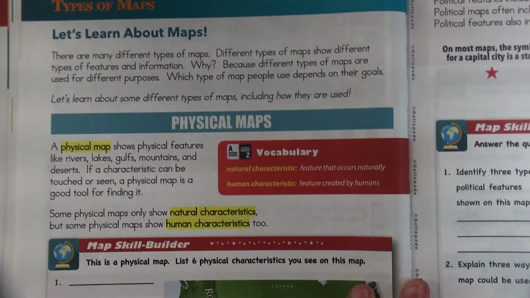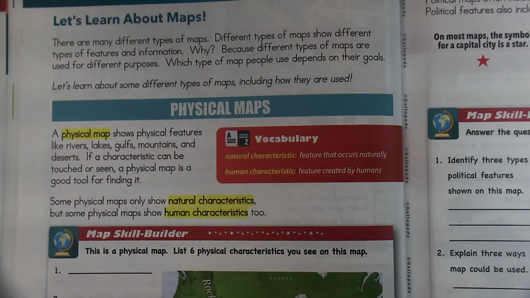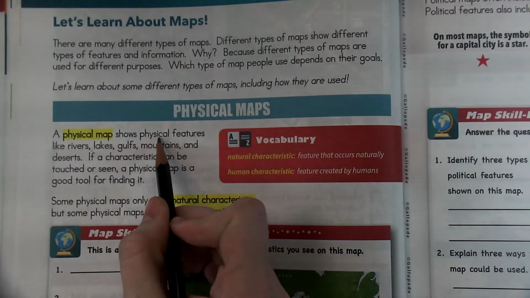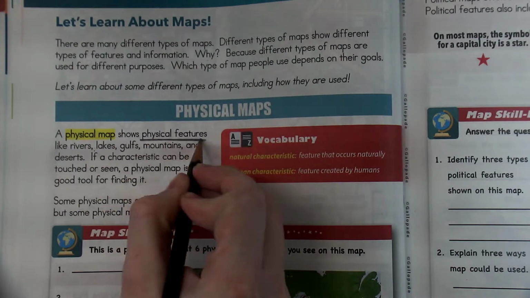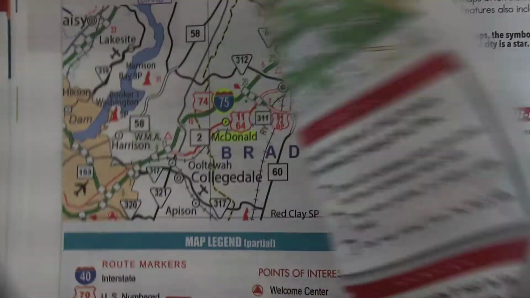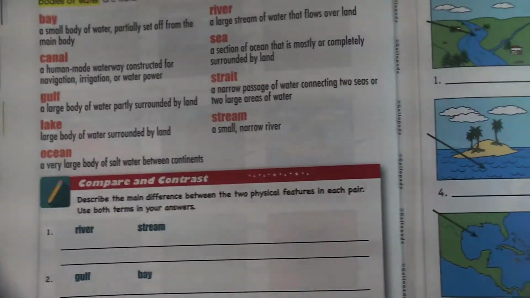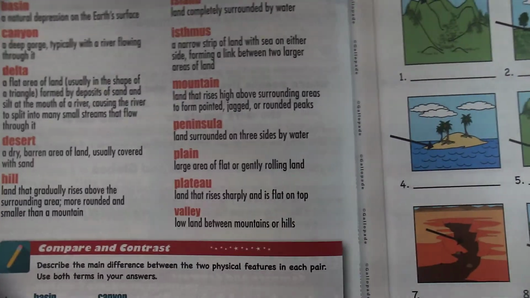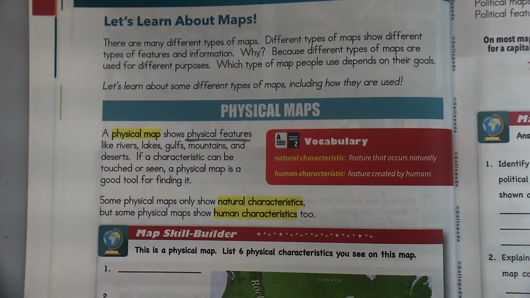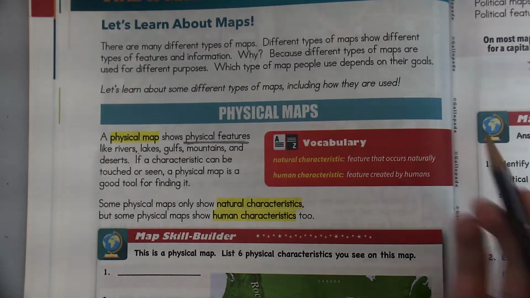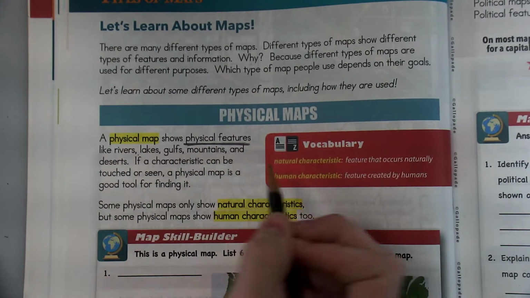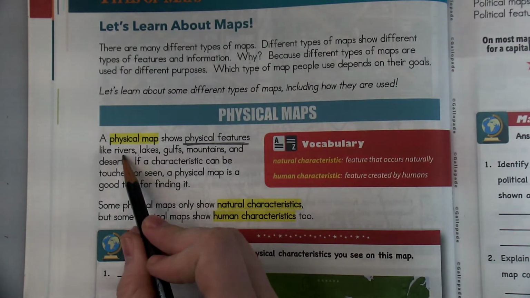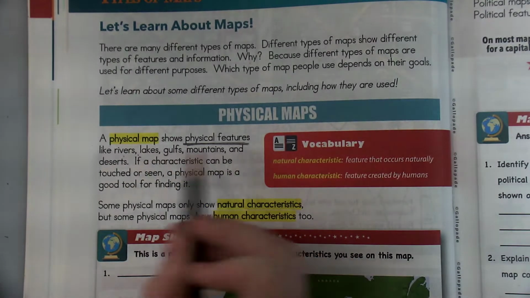So the first one we're going to learn about today are physical maps. A physical map shows physical features. Remember, we learned about those physical features right back here, water features and landforms. So all of those things will show up on a physical map. A physical map shows physical features like rivers, lakes, gulfs, mountains, and deserts.